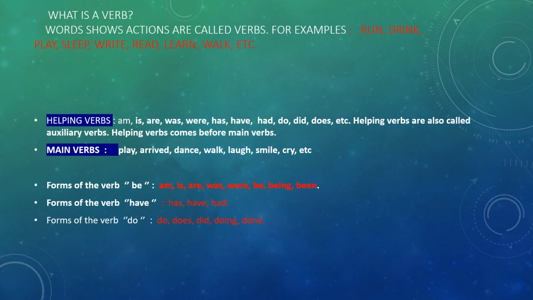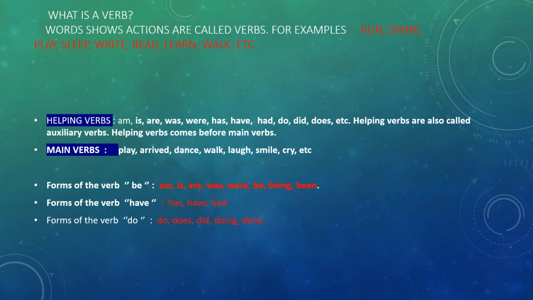First, what is a verb? Verb means any action word. For example, run, drink, play, sleep, write, read, learn, walk, etc. A verb comes in a sentence after the subject. A sentence begins with a subject. After that, there is a verb, and then the object comes. So, words that show the action are called verbs.